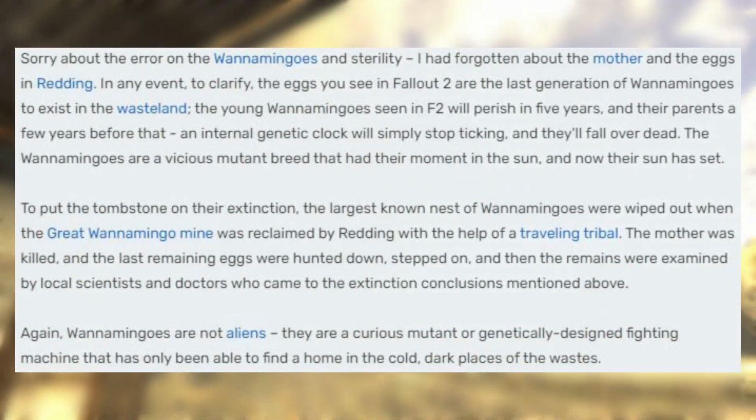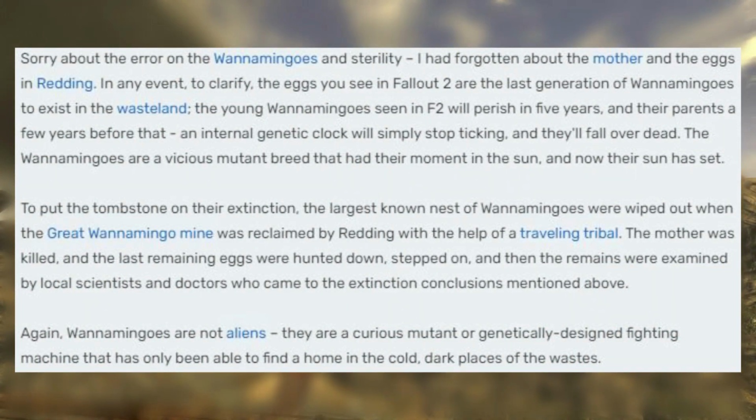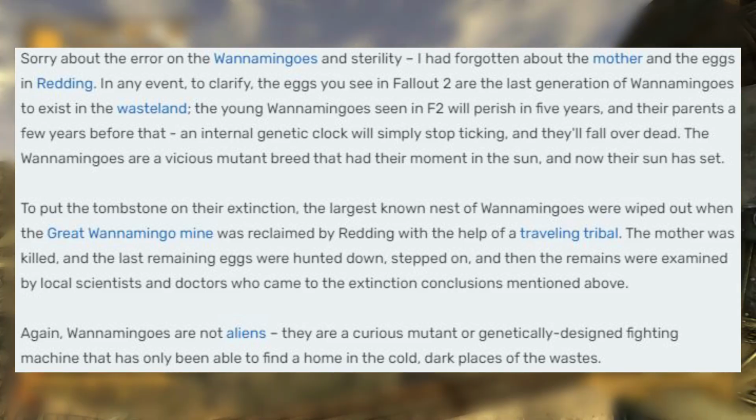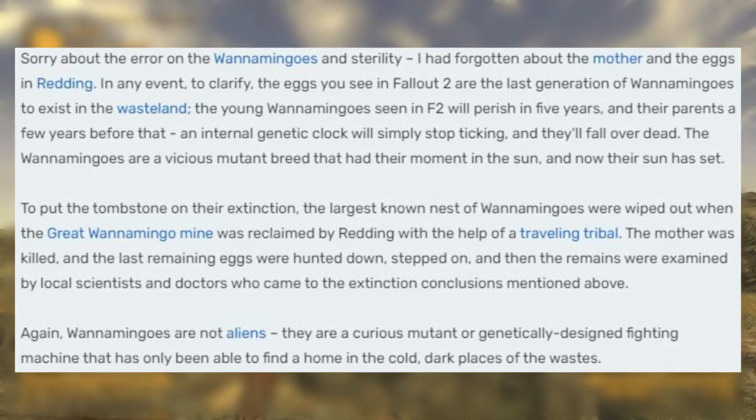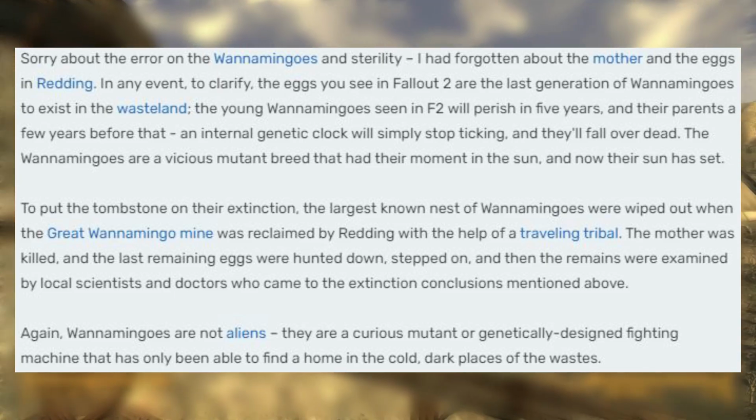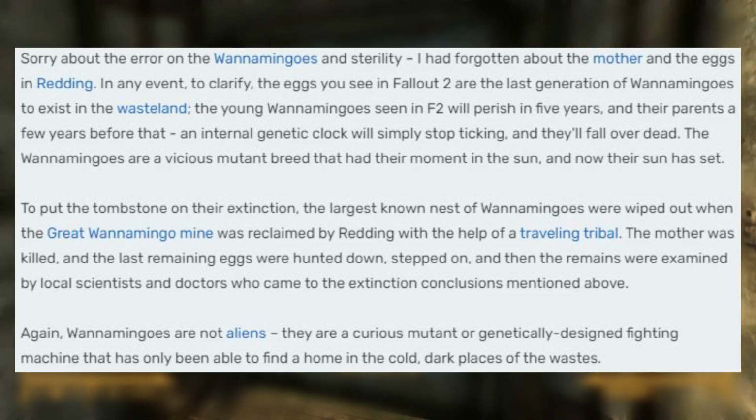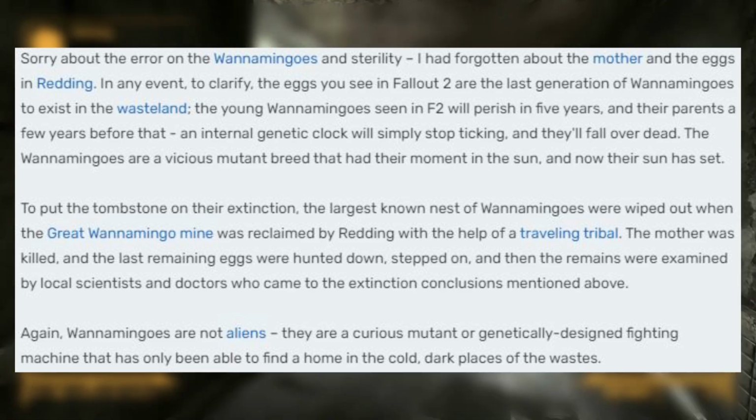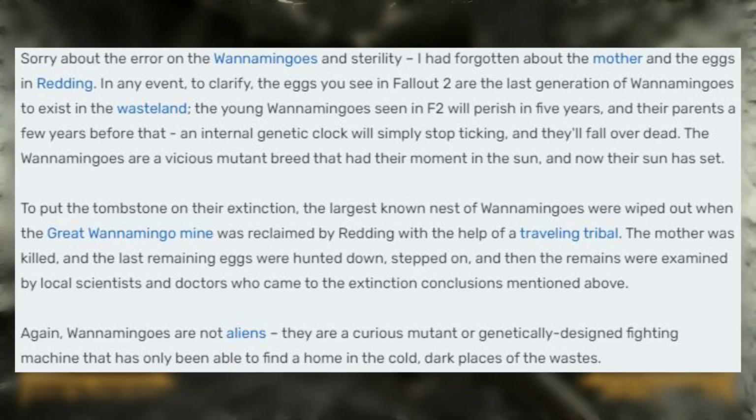Sorry about the error on the Wanamingos and sterility. I had forgotten about the mother and the eggs in Redding. In any event, to clarify, the eggs you see in Fallout 2 are the last generation of Wanamingos to exist in the wasteland. The young Wanamingos seen in Fallout 2 will perish in 5 years, and their parents a few years before that. An internal genetic clock will simply stop ticking, and they'll fall over dead. The Wanamingos are a vicious mutant breed that had their moment in the sun, and now their sun has set.